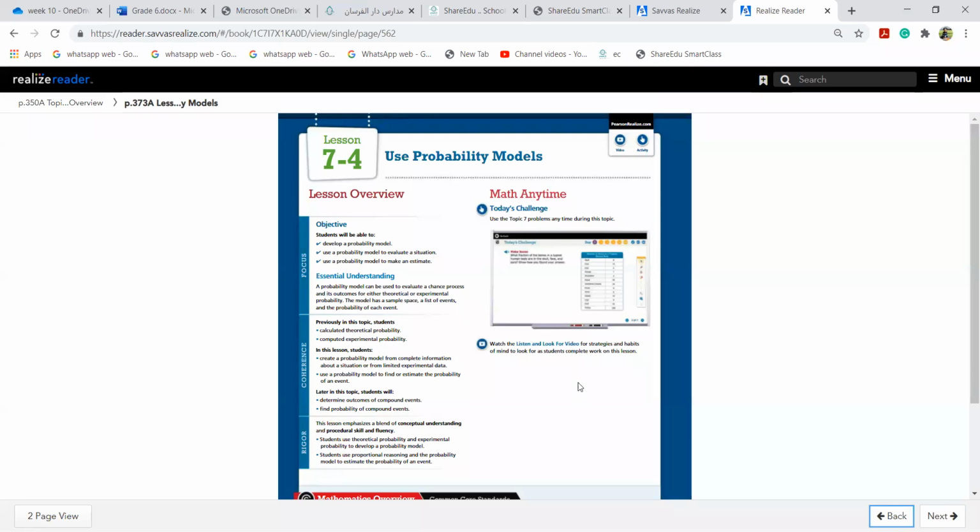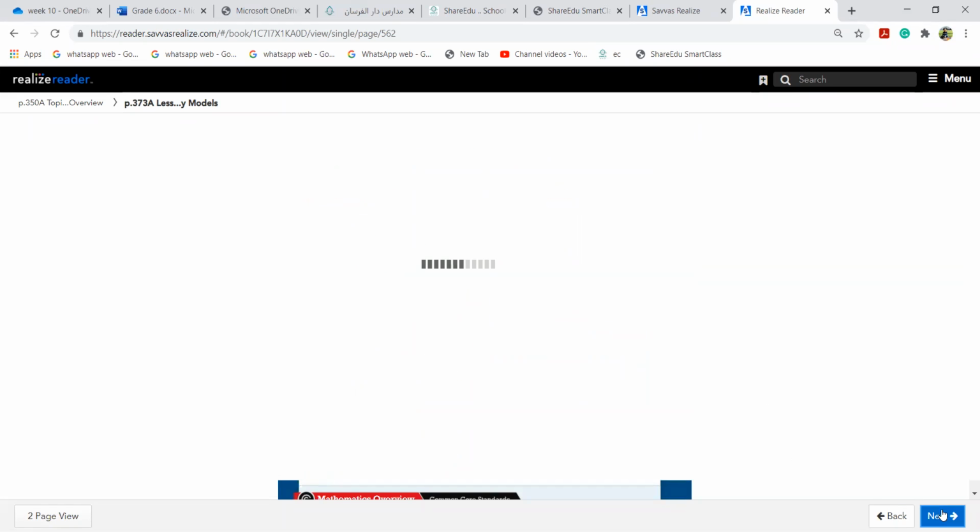So grade 7 girls, lesson 7.4, use probability models. Before using probability models, you need to know how to find the theoretical yield. By reading the question, you need to know the experimental probability. And then you need to know how to calculate with changing proportionality, like if I got 7 out of 40, how much is it out of 90? Those proportionality questions are also part of probability.